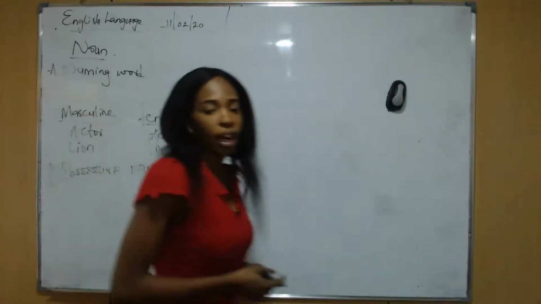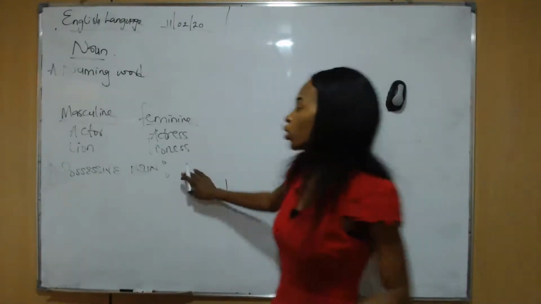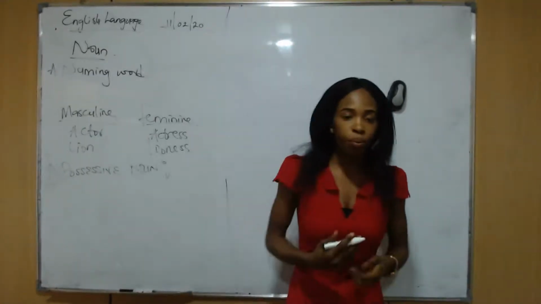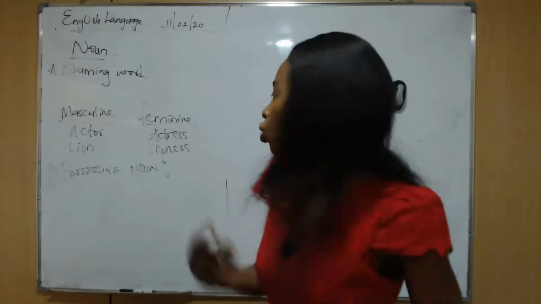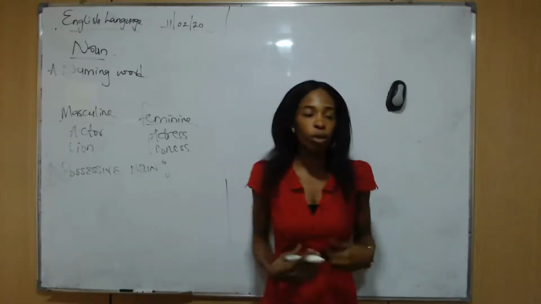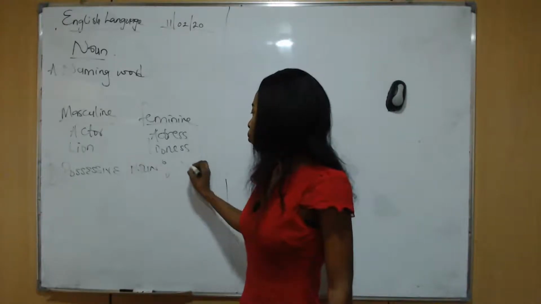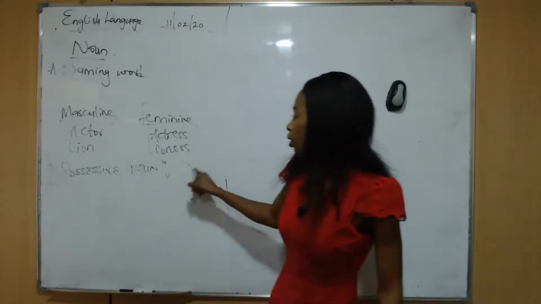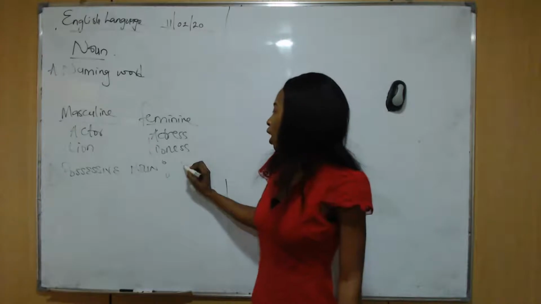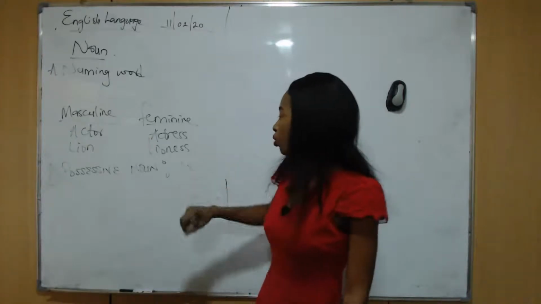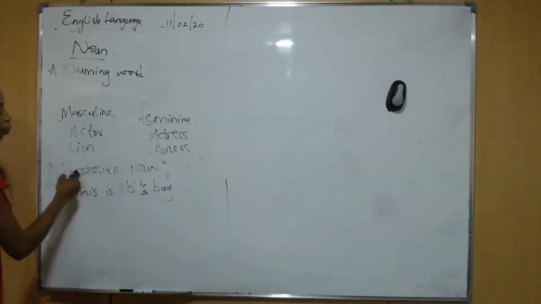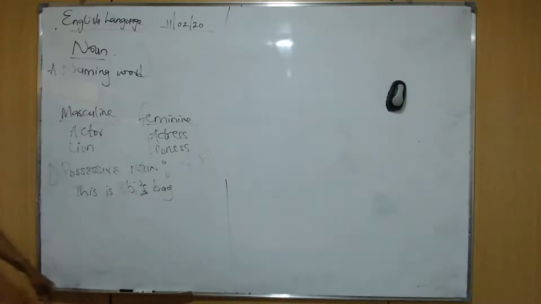The possessive noun is the noun that denotes what? Possession, that is ownership, that something belongs to you or someone else. And mostly this noun makes use of the S marker with an apostrophe on top. For example, a possessive noun.